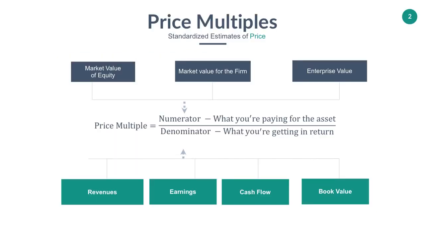Each price multiple has a numerator and a denominator. In the numerator is a measure of what we're paying for the asset. In most cases, this is either the market value or price of the company's stock or the enterprise value, which, as the name implies, reflects the entire value of the firm. In the denominator is what we're getting in return for our investment, whether that be revenues, some measure of earnings or cash flow, or the book value of the company.